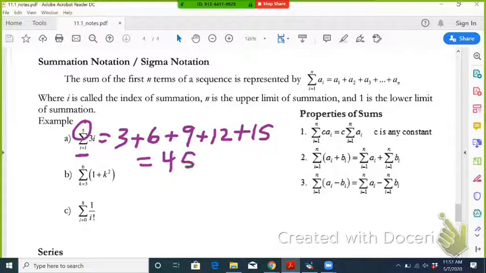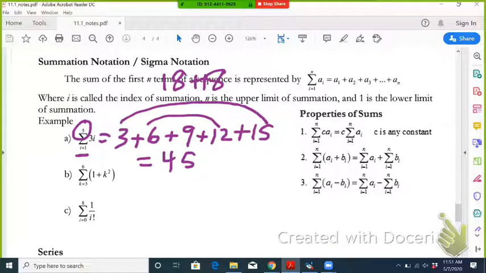45. And if it's arithmetic, meaning it goes up by the same amount every time, you could do this a cool way by doing the first and the last number. So you get 18, and then the second to last number, and you get 18, and then that's 36 plus 9, and you get 45.